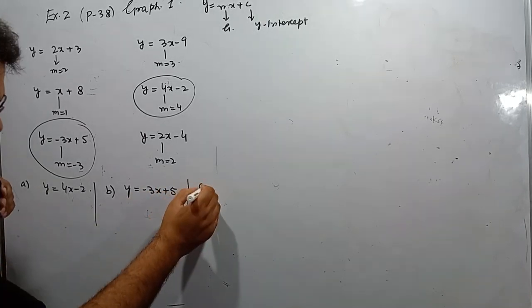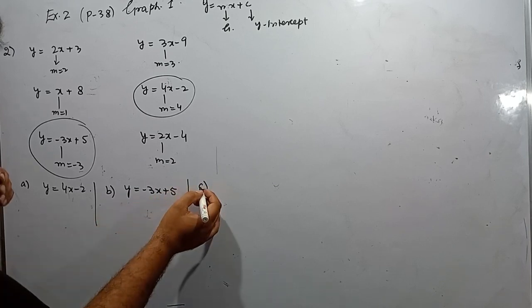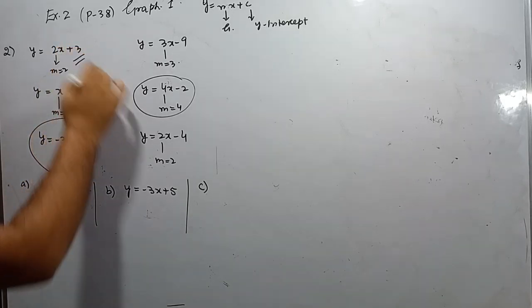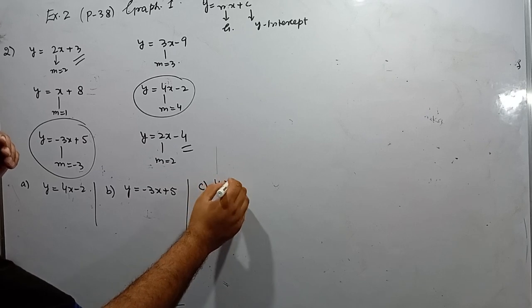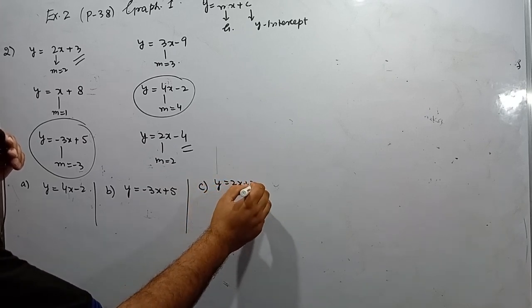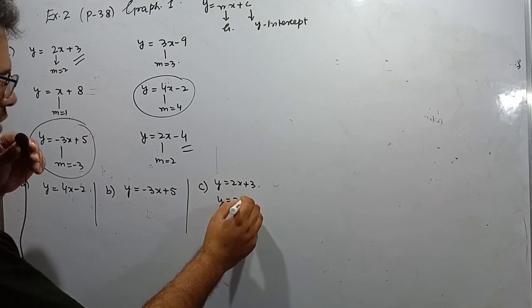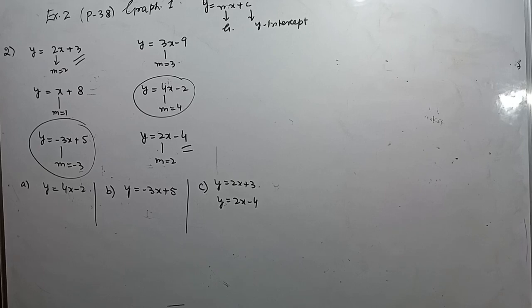Now coming to the C, the pair of parallel lines. Parallel lines mean same gradient. There should be the same gradient. You can see this equation and this equation, they have the same gradient. So I will write y equals 2x plus 3, y equals 2x minus 4. This is the solution of the question number 2.